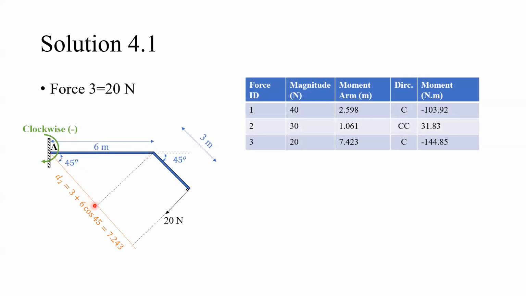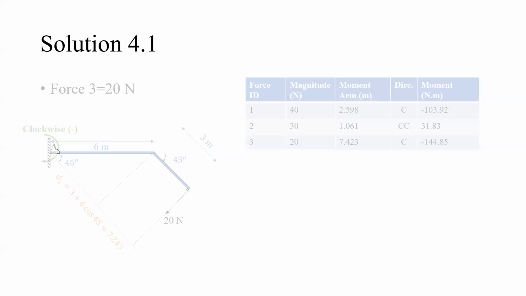With the help of the triangle, I compute this part of the distance as 6 times cosine 45. And we add that distance, which we already know from here, that's equal to 3. That's why our total moment arm is equal to 7.243. We multiply with the magnitude of the force, this value, and we will get 144.85. I put the negative sign because that force rotates in the clockwise direction.